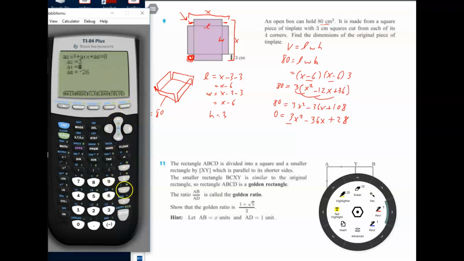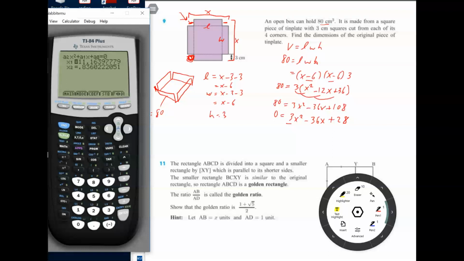3, -36, and 28. Solve. So the two possibilities are 11.1 and 0.836. Okay, 0.836 is less than a centimeter wide.